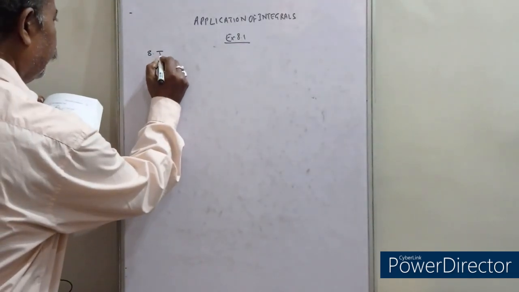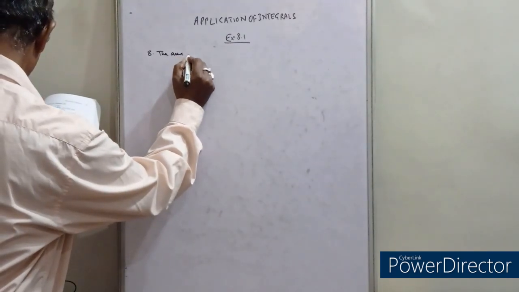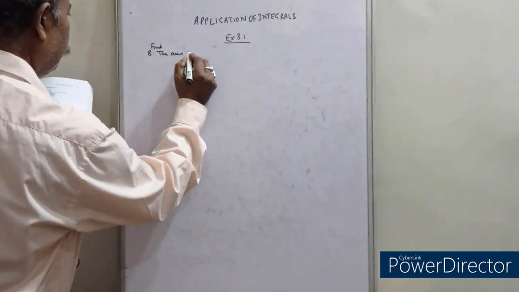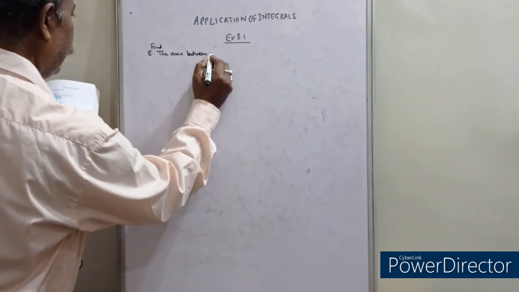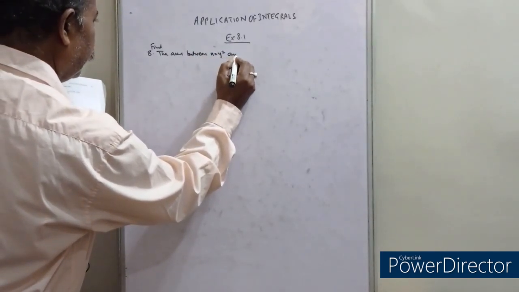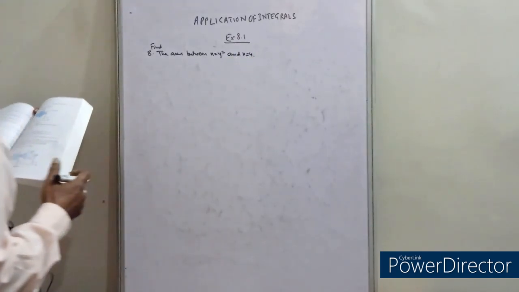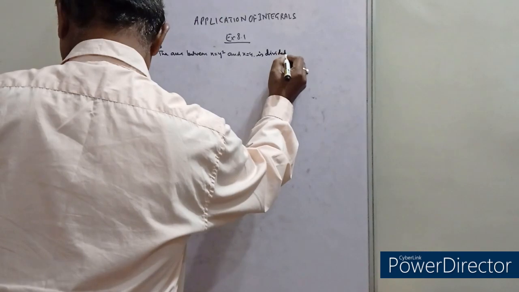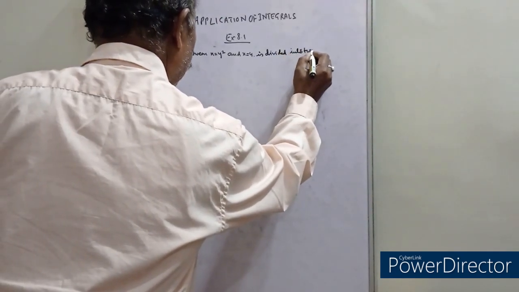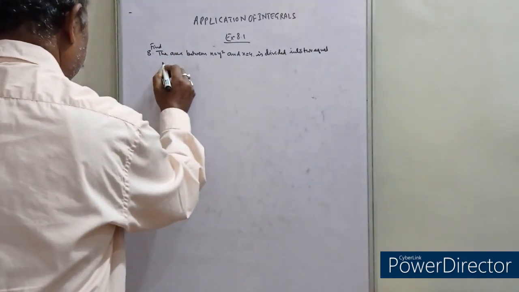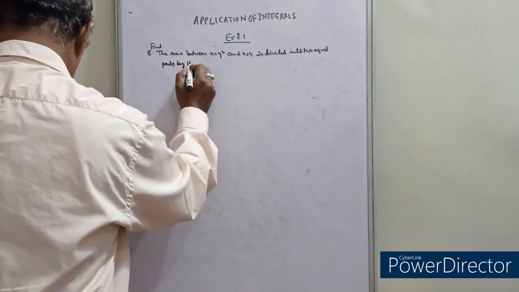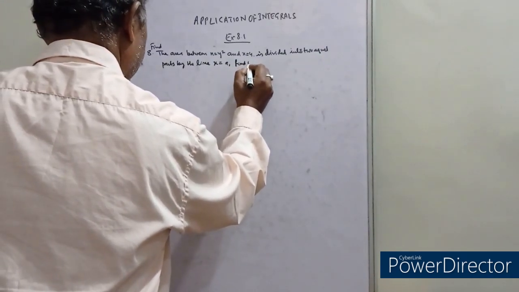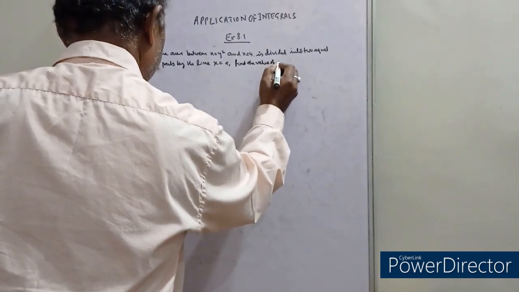Question number 8. Find the area between x is equal to y square and x is equal to 4, which is divided into 2 equal parts by the line x is equal to a. Find the value of a.